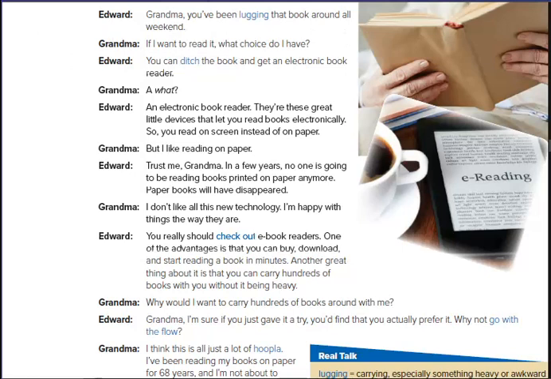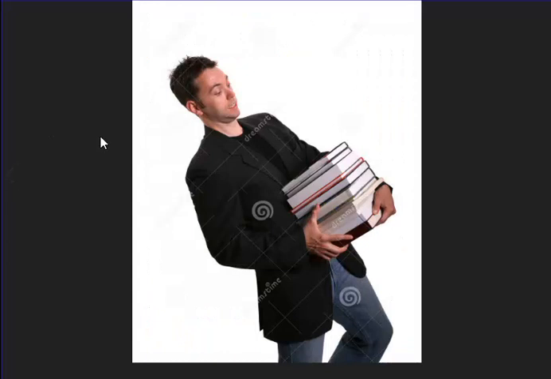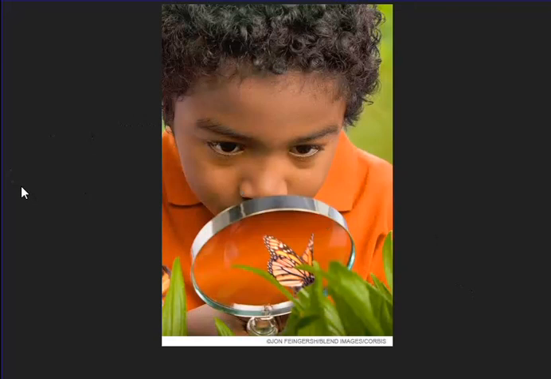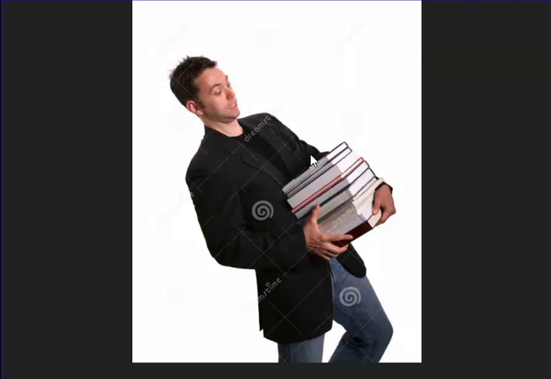Around all weekend. So lugging something like this, for example. When they are lugging the books, something like this, carrying it, lugging. So this is about lugging the books. When you say lugging something, you lug something very heavy, something heavy that you carry, and we call that lugging. He is lugging a lot of books, so he is lugging heavy books.